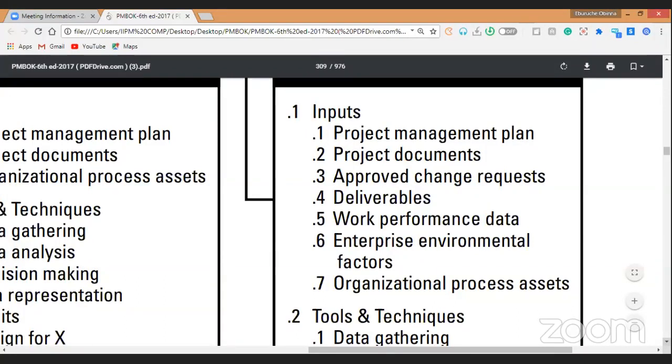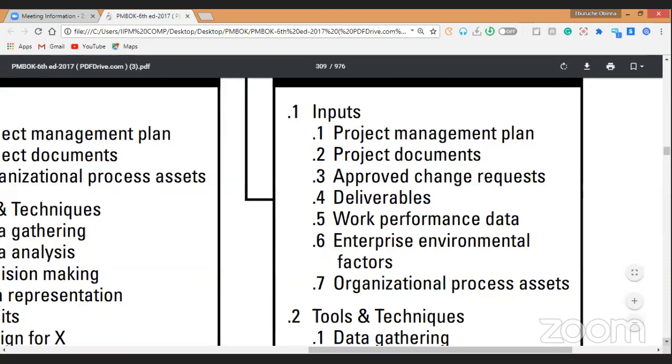All right, then we need the project documents. We need approved change request. Yes, please note, we desired a particular quality in the charter, right? But it's important to know that as we go through the project, there could be quality changes that will be made.